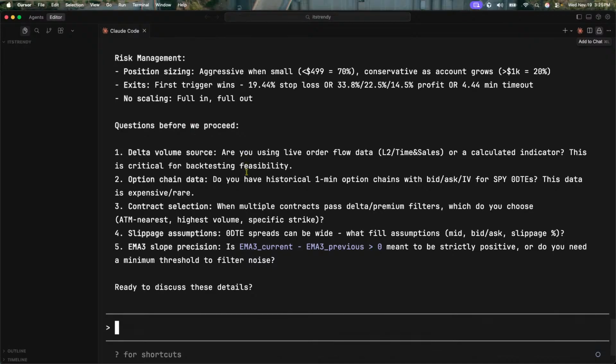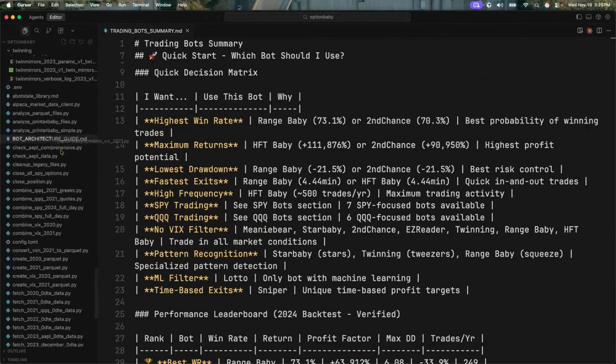Question before we proceed. Delta volume surge. Are you using live order flow? Or, okay, I'm going to give you the back test so you can see that. Option chain, yes. Okay, the back test can show that. Do you have multiple? Okay, the back test can answer that. All right, so let me go get a back test file real quick.